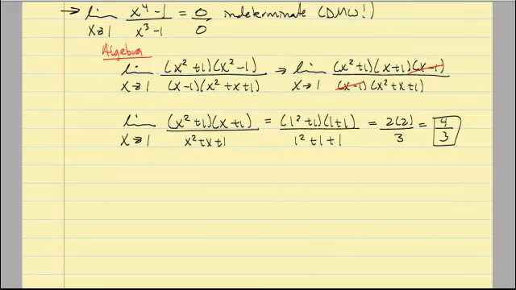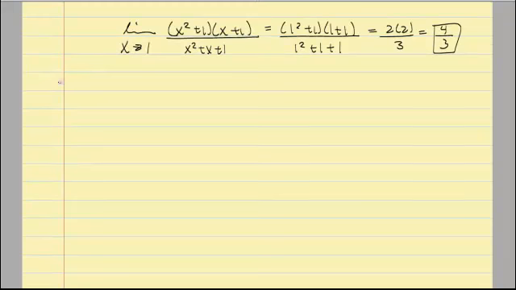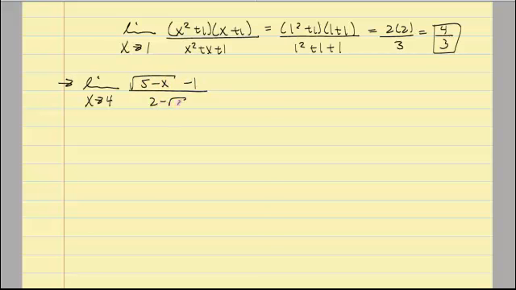So that's another example. Let's go ahead and end this particular section with a very fun algebra problem. Now remember, very little of this is calculus. We've hardly done any calculus at all. It's all been algebra. Let's go ahead and take the limit as x approaches 4 of the square root of 5 minus x, minus 1, over 2 minus root x.